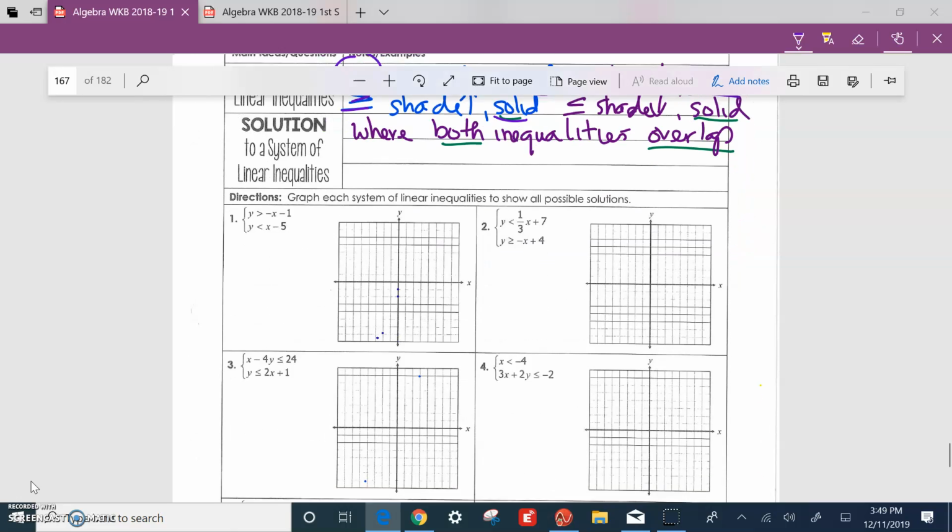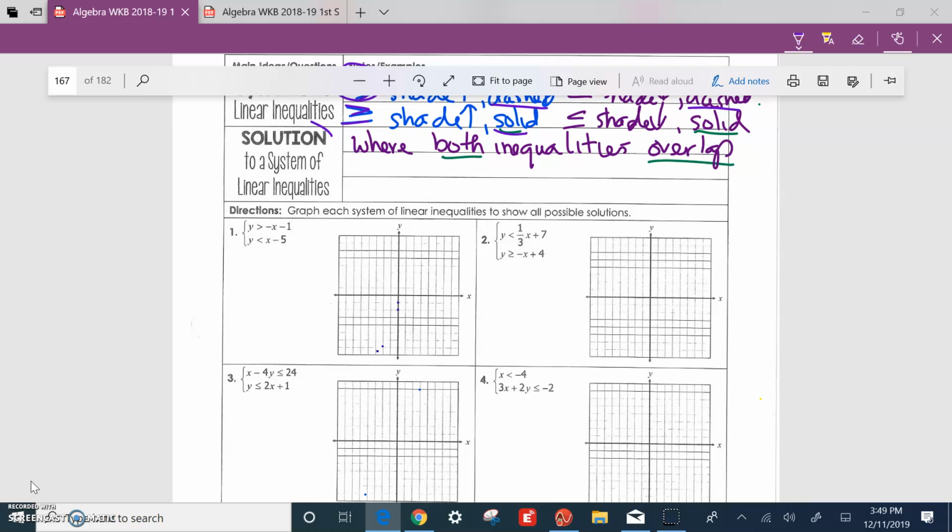Okay, so here we're going to do some examples. Oh, and the solution is only where both inequality equations overlap on the shading. So let's do some examples so you know what I mean.